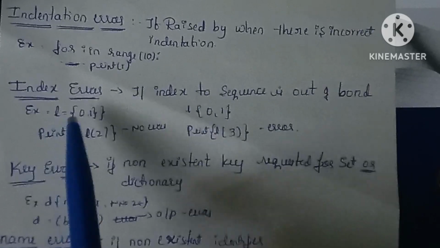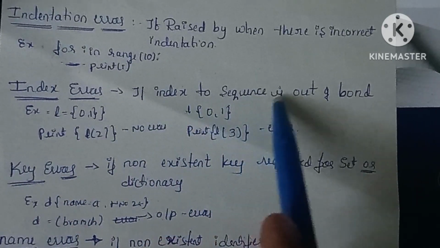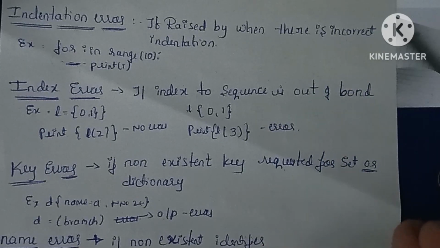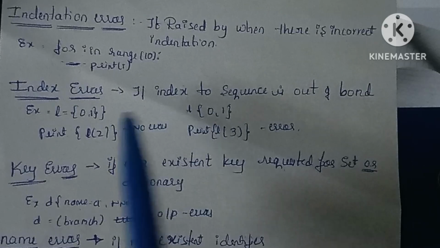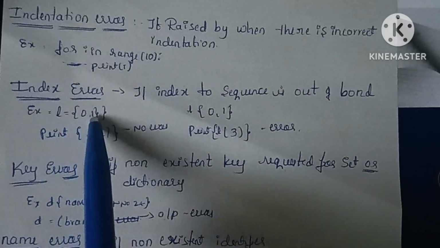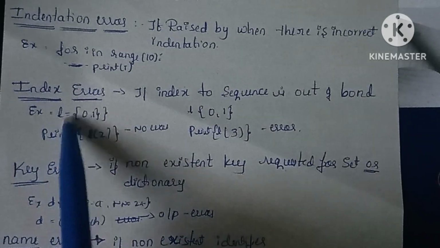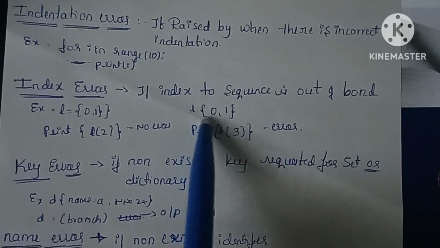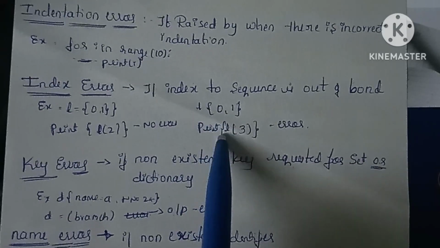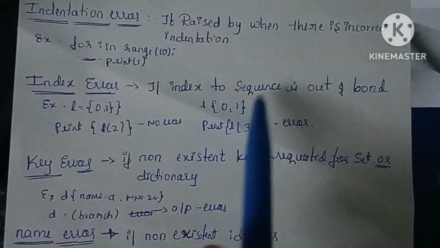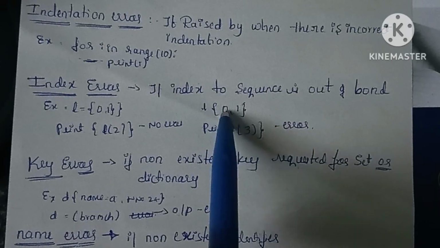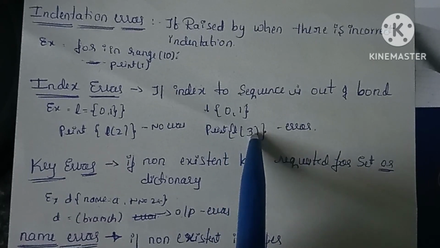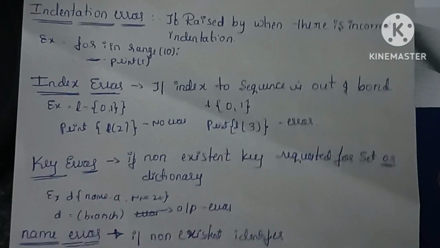Next one, index error. If the index of a sequence is out of bound, that is the index error. It means if you give any two numbers and you print three numbers, then it is an error. For example, list equal to 0, 1. Print the length, how much, 2, no? So here no error will come. Here list 0, 1, print index 3. So it is above the bound of the sequence. Here there are only two values, so when we print index 3, an error will come, that is the index error.